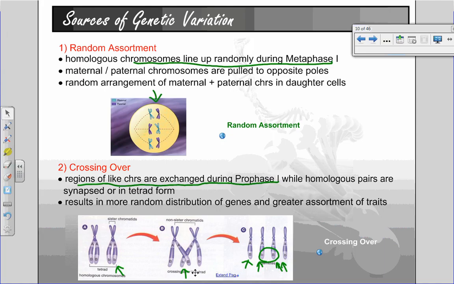All right, I'm sure in your assignment you've seen questions that relate to these two things, so hopefully you understand them a little bit more now. If you have any questions, please email or text me, and I'll gladly help you out. So that's meiosis, the stages, and sources of genetic variation.